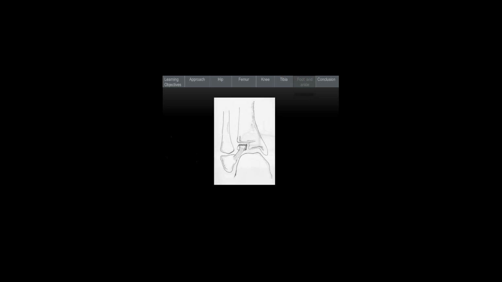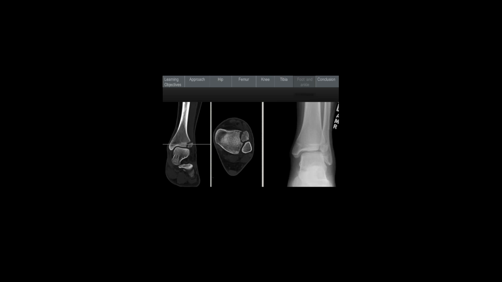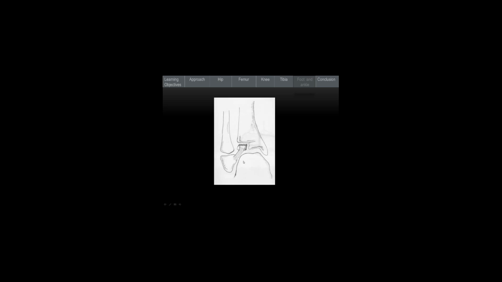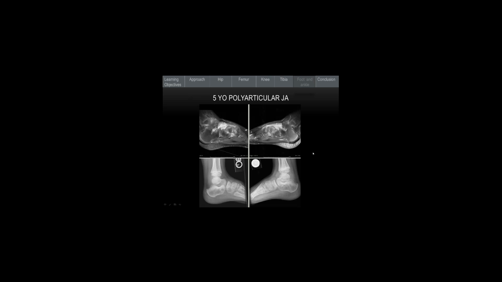There's also a variant which is called a juvenile Tillaux, which occurs because of the way that the growth plate closes, where the anterior talofibular ligament can actually avulse a portion of the distal tibia. So these are fractures which are unique to children, which can be seen on radiographs, but can be better characterized by CT if necessary. And here's the mechanism for the juvenile Tillaux.